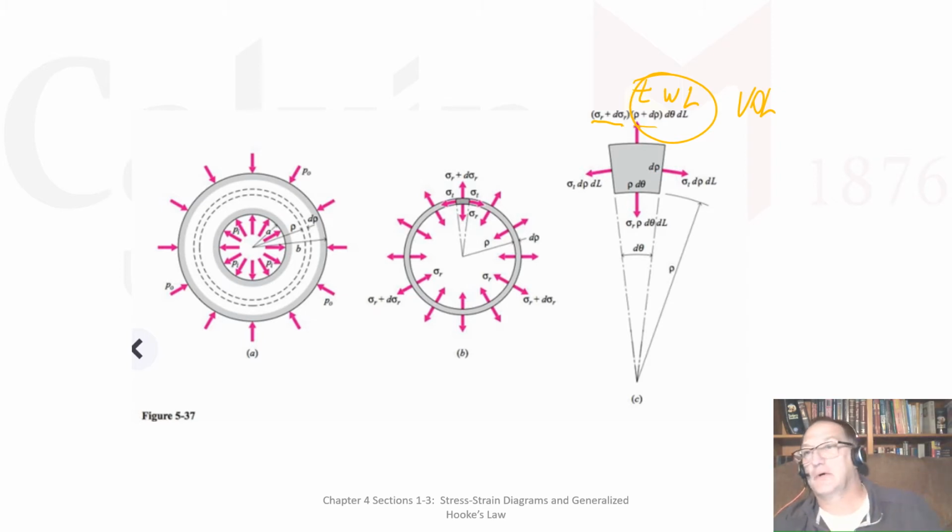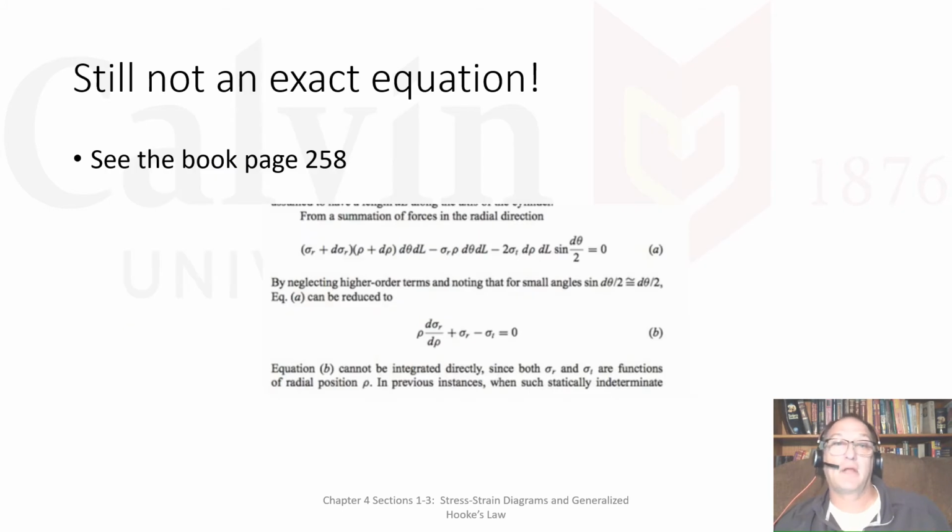I don't want to go through this, and I'll even give you one other reason why I'm not going to go through it: even with all this sophistication and the fact that we're going to do integrals, if you look in the book on page 258, it says, from a summation of forces we get, and then you're seeing what we were just looking at there, that term. And then you get this, by neglecting higher order terms and noting for small angles.